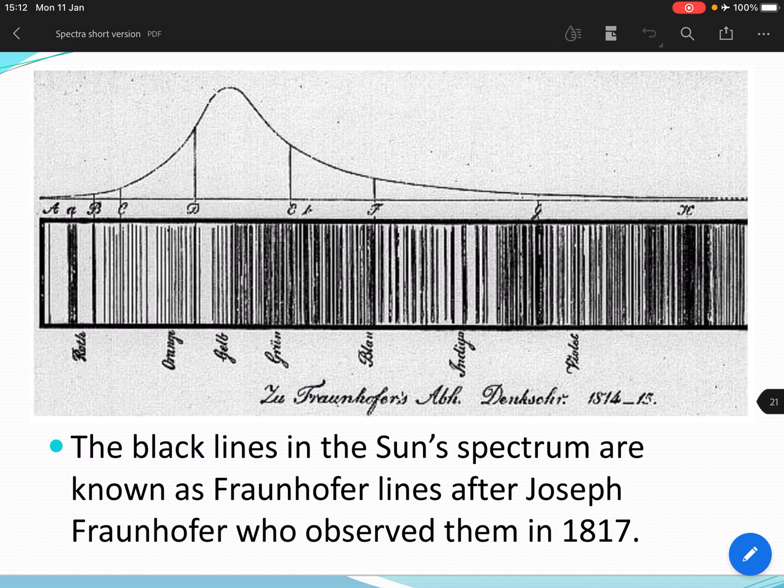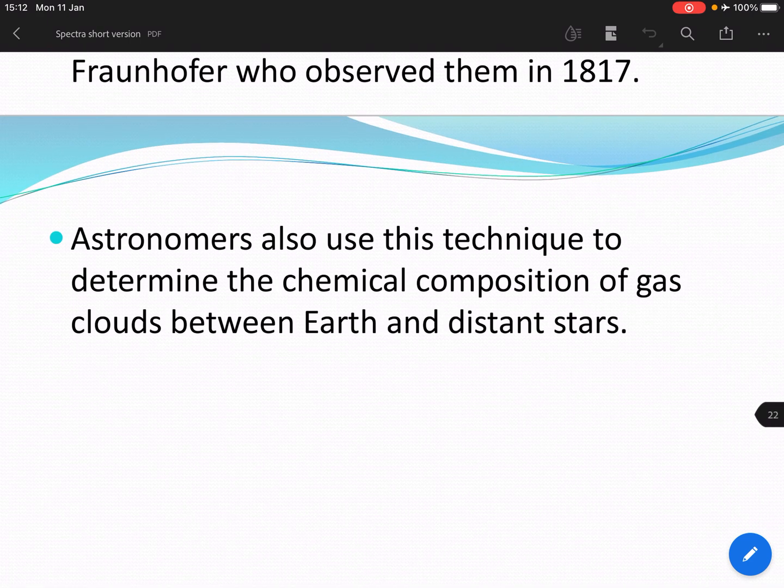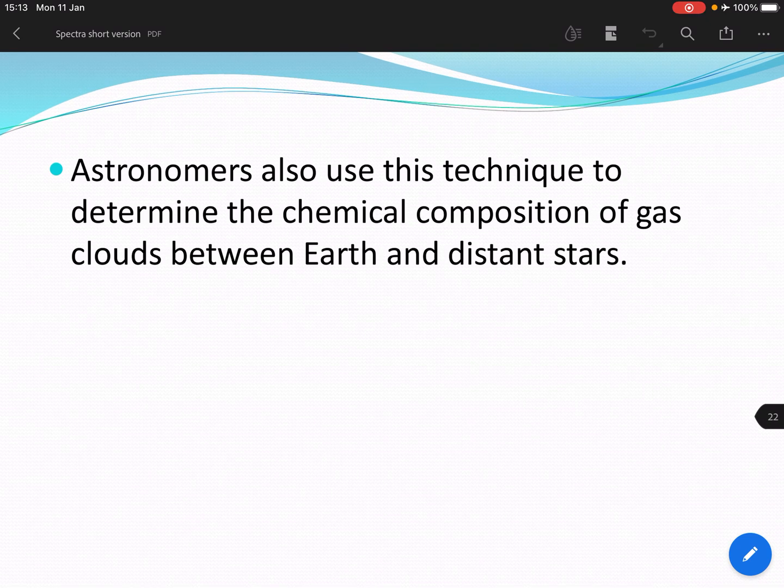Also, the one at the top that shows it with the peak on the graph, that's where most of the energy is. So the brighter the line, the more photons are being given off at that point. Obviously, that's just a black and white version of it. Astronomers then use the same technique to work out the chemical composition of gas clouds between Earth and distant stars, and between stars. That was in the PowerPoint I asked you to look at on Monday, about how each element has a fingerprint. So the emission spectrum that each element gives out is like its fingerprint.